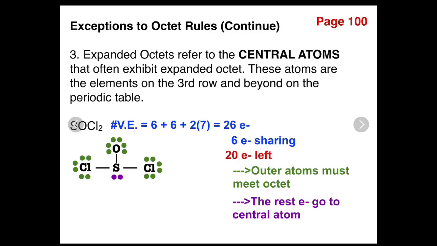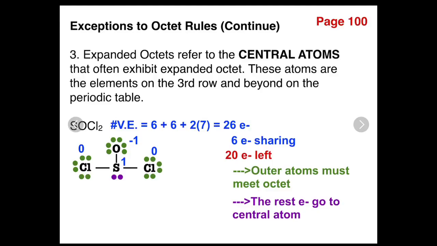But wait a second, you need to calculate the formal charge, right? If you calculate formal charge, it's going to come out equal to 0 for chlorine, -1 for oxygen, and +1 for sulfur. So it seems to be good because the negative formal charge is on the most electronegative atom. So that seems to be all right.